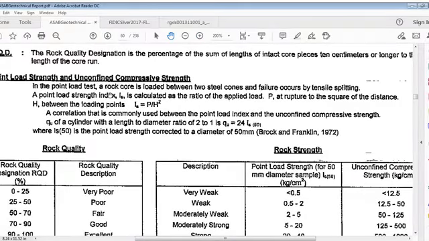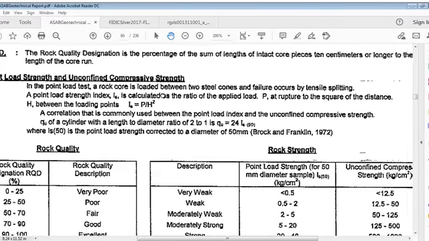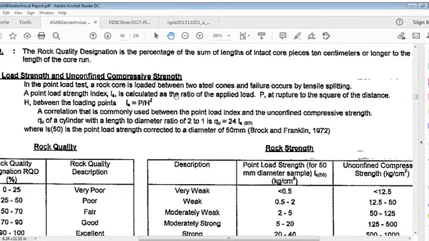In the point load test, a rock core is loaded between two steel cones, and failure occurs by tensile splitting.